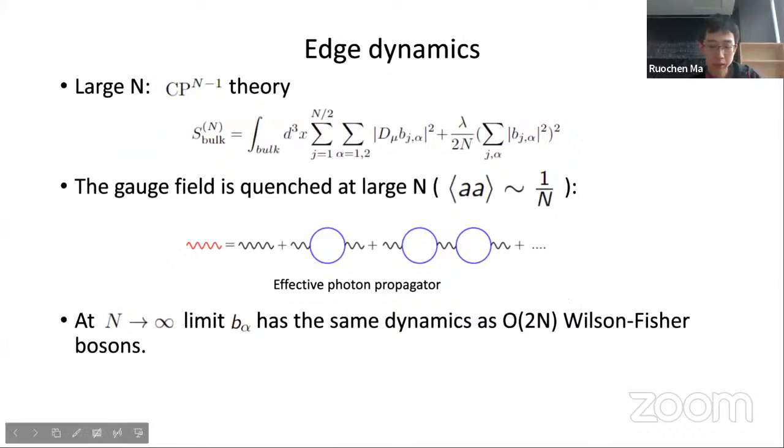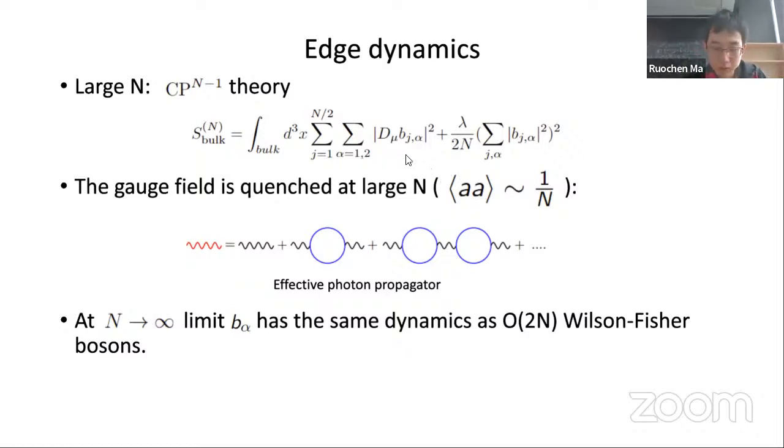Okay, let me write down the theory explicitly. So instead of the CP1 model, we now consider a CPn-1 model. So you have n flavors of critical boson coupled minimally to the dynamical U1 gauge field little a considered above. And roughly there is an SU(N), or more rigorously PSU(N), flavor symmetry rotating this boson field. And for now, we only consider the n goes to infinity limit. And it turns out that even there, the edge dynamics still have something very, very interesting.